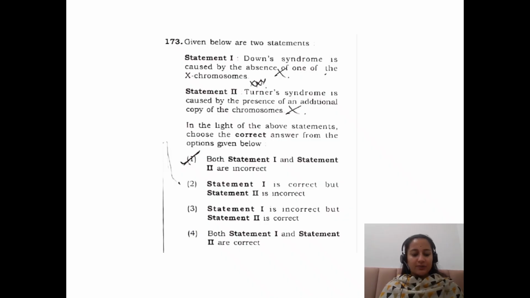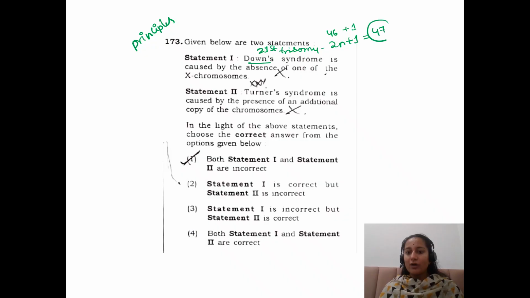So given are the two statements. This is from the disorders, that is from the principles chapter. Down syndrome is caused by the absence of one of the X chromosomes. Usually, Down syndrome is also called 21st trisomy. Trisomy is the case where, for the diploid set, one chromosome is added. The 46 chromosomes will be there, one chromosome is added, so it will be 47. It is not the absence of one of the X chromosomes, it is due to the addition of one chromosome.